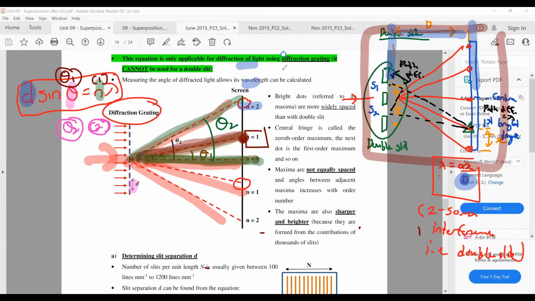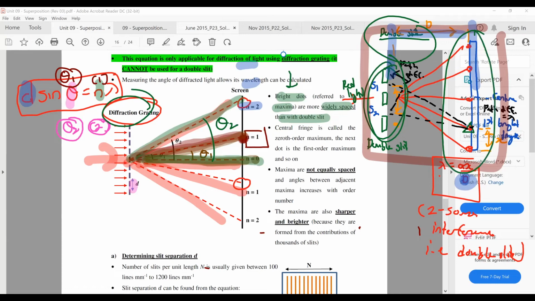Then another thing that you should know here is what are some of the differences between the interference pattern formed by your double slit and your diffraction grating. That one is summarized here. Normally we tell you that the bright dots, or maxima, are more widely spaced than with a double slit. You could be using red light. You shine it through a double slit, and then you get a pattern of interference fringes, bright and dark fringes. You notice that there's a certain spacing between the bright fringes, correct?